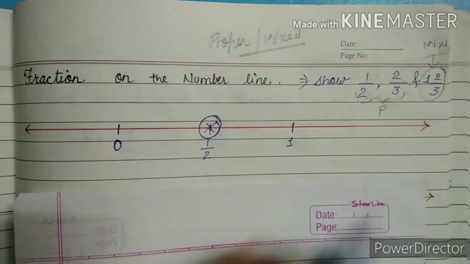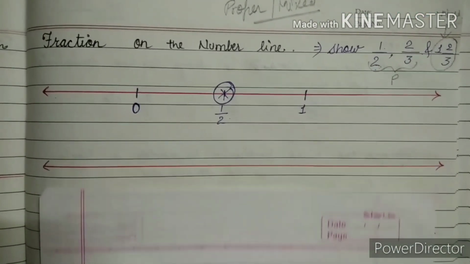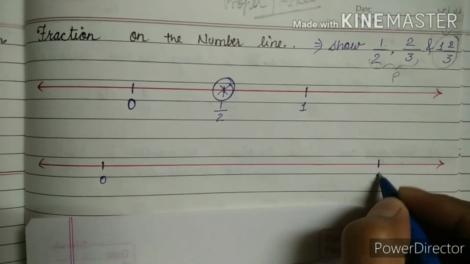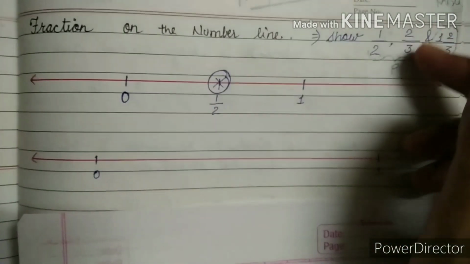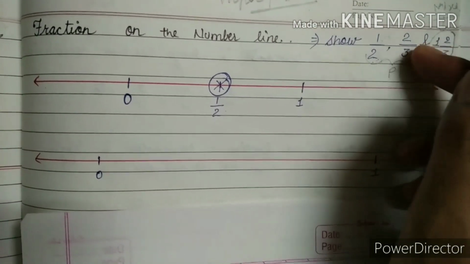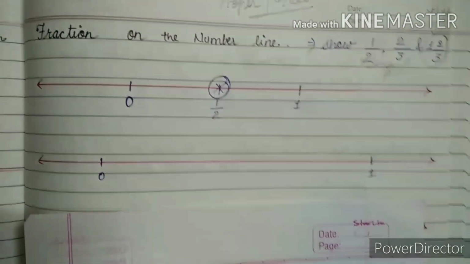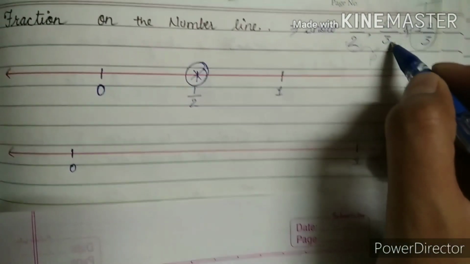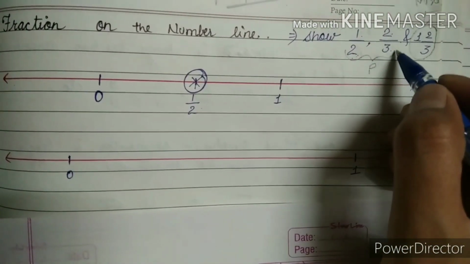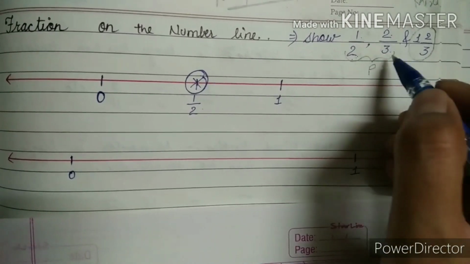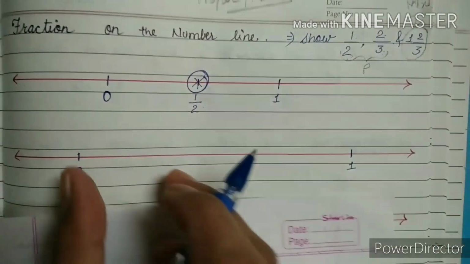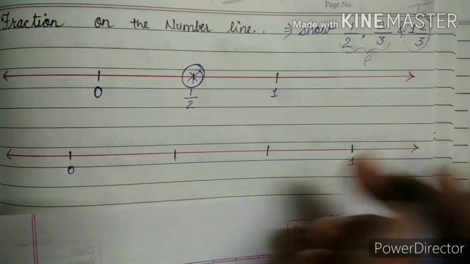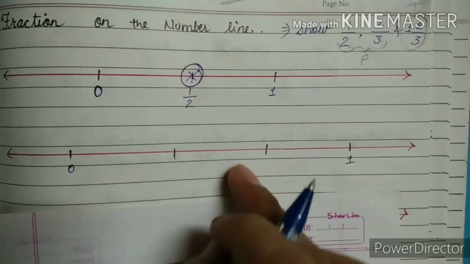Now second is 2 by 3. Now this time here is 0 and here is 1. Again positive and proper fraction. Positive and proper fraction will always come in between 0 and 1. Okay, 2 by 3. How many parts is here of the 0 and 1? Total parts is 3. So first part, second part and third part, 1, 2, 3.